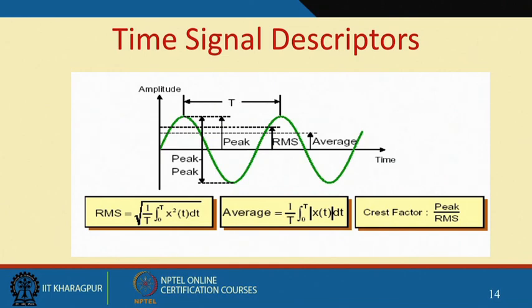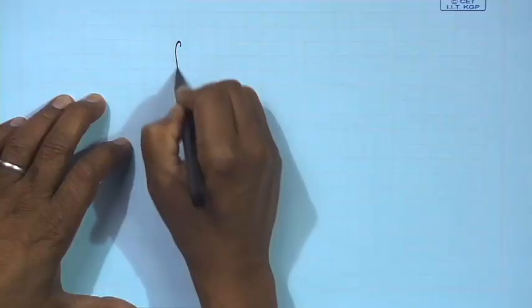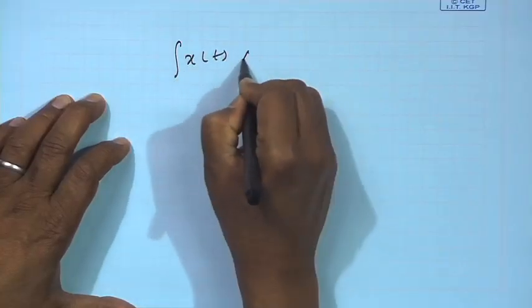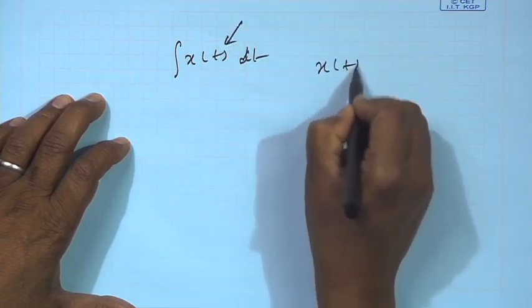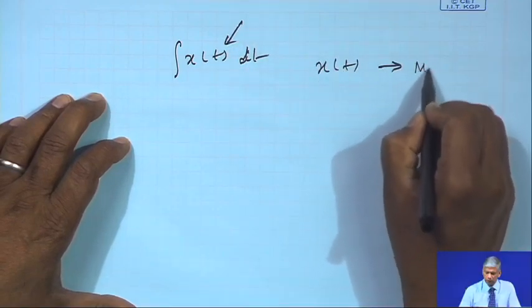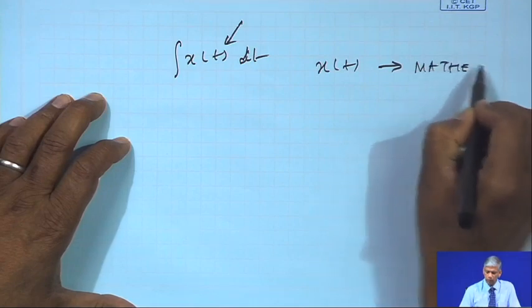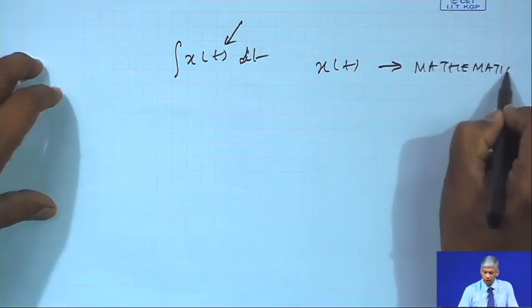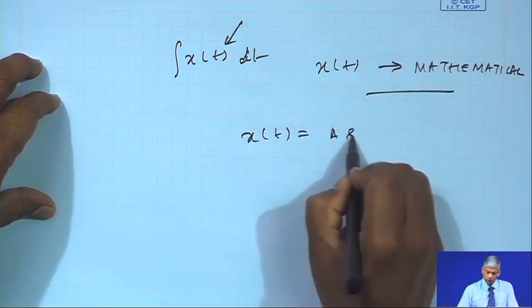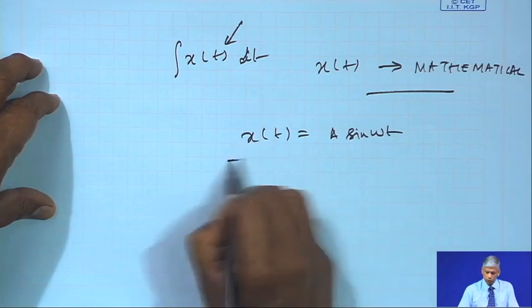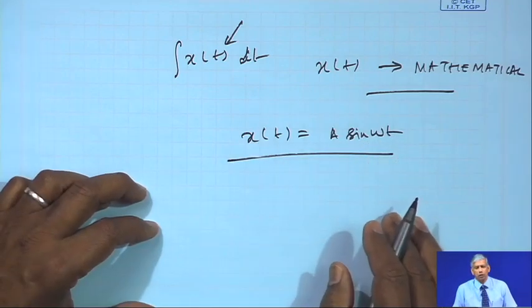But one thing if you notice here, to do this integration, I need to have the value x(t) dt. So, this x(t) has to be given to me in a mathematical form to do this integration. This is good for when x(t) is equal to a sin omega t. I am sure all of us must have done this in our first year electrical circuits course.